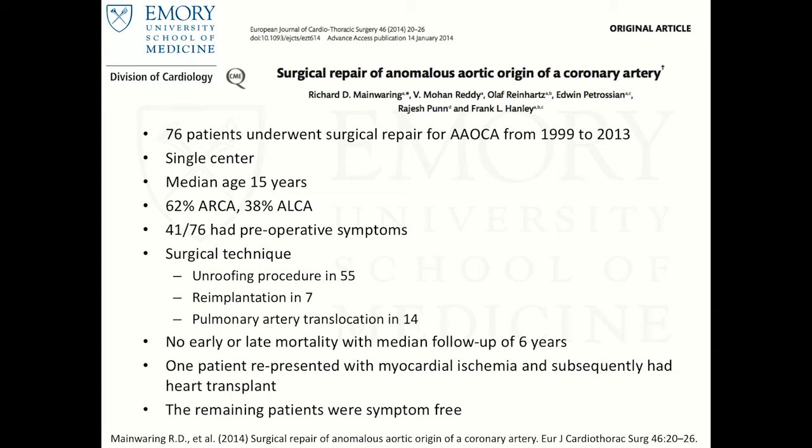When they reviewed these patients at a median follow-up of 6 years, there was no early or late mortality in any of these patients. It is important to know that one of the 76 patients had gone home and was recovering post-operatively, but then subsequently redeveloped ischemia and ultimately got a heart transplant. The remaining 75 patients were all symptom-free at follow-up. So, 41 patients had preoperative symptoms and got surgery, and no one other than the one patient developed any symptoms post-op. So the authors would say that this study showed that surgical repair is a safe and effective strategy.